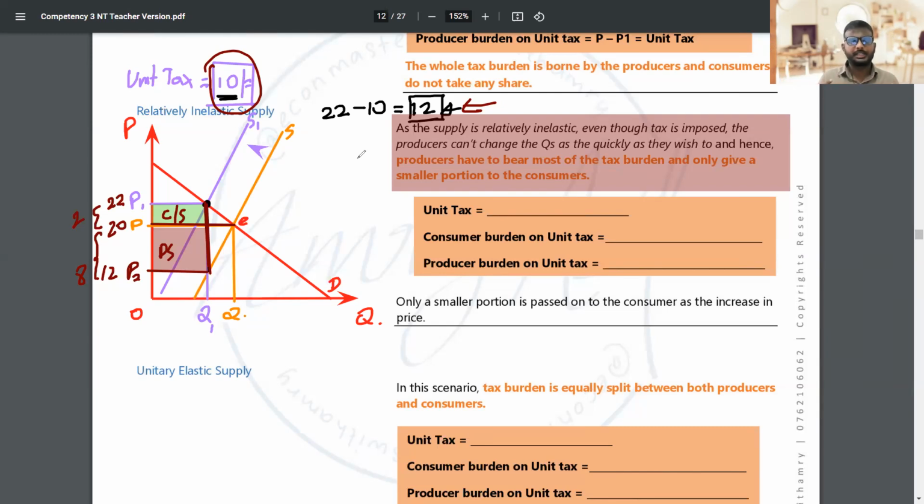The producer will bear most of the tax because they can't do anything with their supply. They can't change their supply. So what do they do? They try to sell off whatever they have by increasing the price only a little and passing that tax over to the consumer. So that's what's going to happen when a specific unit tax is imposed on the producer for a product which has inelastic supply. Is that clear? The graph you have to draw is shown, and the description you have to write down is also given here.